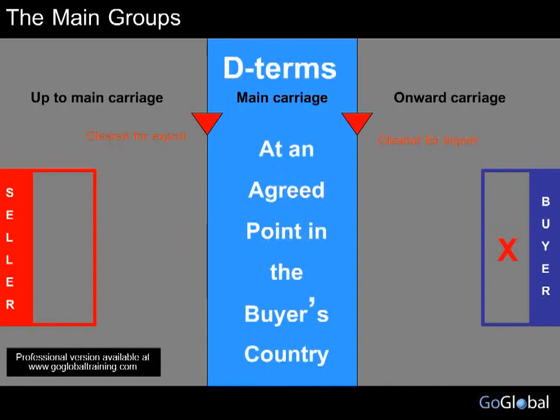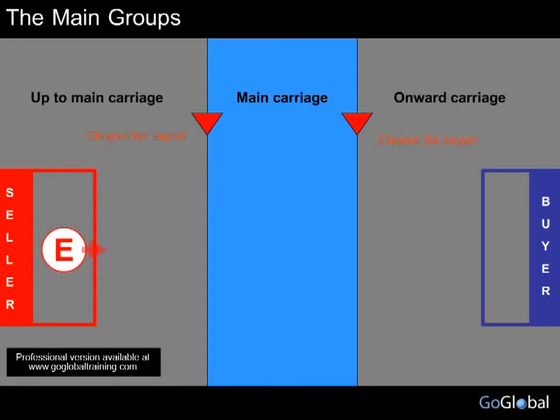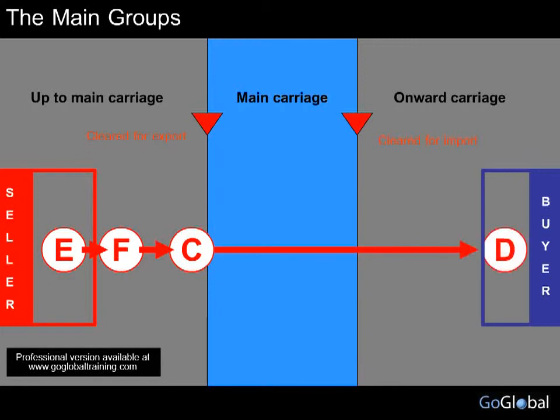The thing to remember is that as you move from E to F to C to D, the delivery point moves away from the seller towards the buyer. So a good first step to remembering Incoterms is to memorise the sequence E, F, C and D, with each change of letter being a shift in the delivery point nearer to the buyer.